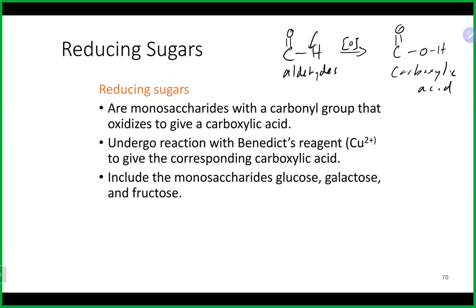Because this goes through oxidation, it will reduce the copper to copper 1, and that's going to turn it from that bluish color to a reddish-orangey color, which would be a positive test. They include pretty much all monosaccharides: glucose, galactose, and fructose. Sucrose is one that will not, because it has something connected at a very important junction on the first carbon, which will not allow it to be a reducing sugar, but all the other ones will. We'll see sucrose and talk about why in just a second.